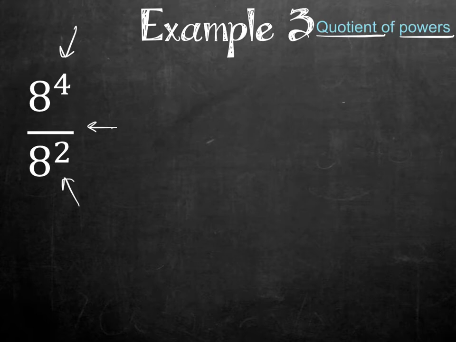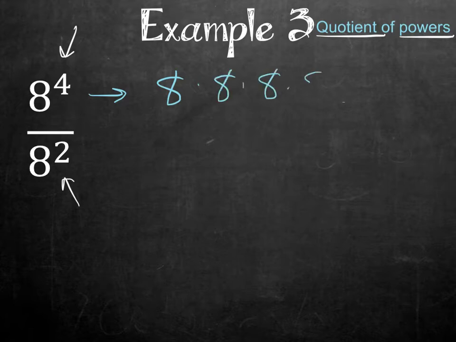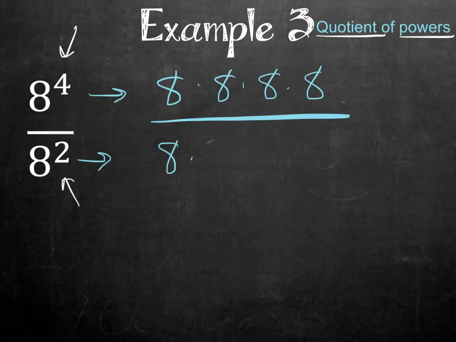Okay? So we're going to write this in expanded form, but just like with the product of powers, our whole justification, our purpose behind doing this is to come up with a shortcut. So I'm going to write out 8 to the 4th: 8 times 8 times 8 times 8. And in my denominator, I've got 8 squared, so that's 2 factors of 8. Now think about what you know. This is the numerator divided by the denominator.